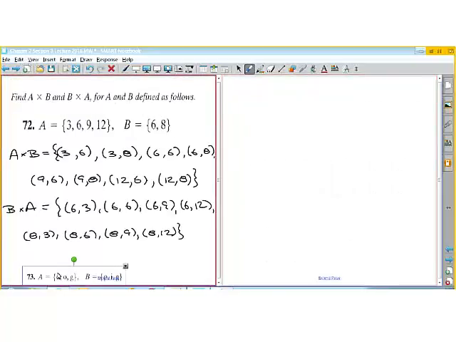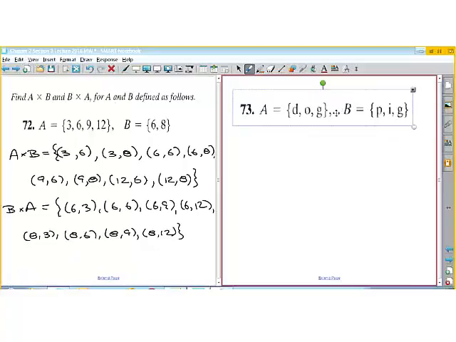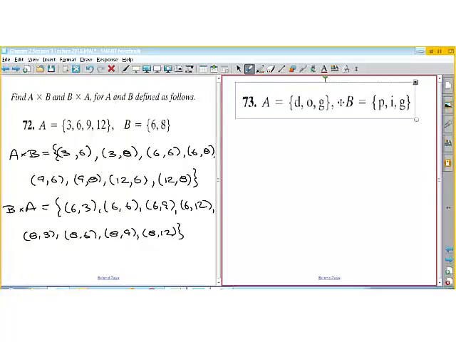So let me add a page here. Bring this up. We'll just do one of the two. So let's do A Cartesian product B. How many pairs will there be in that set, the resulting set?